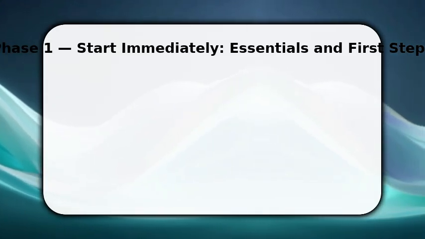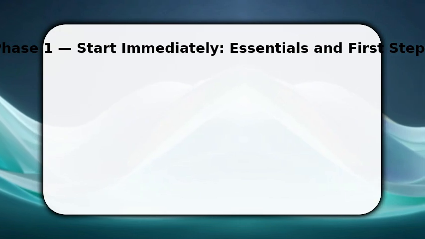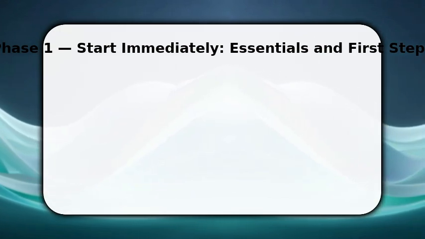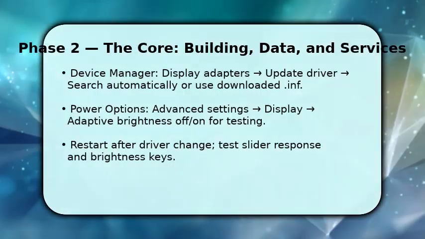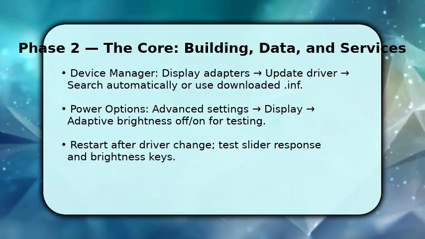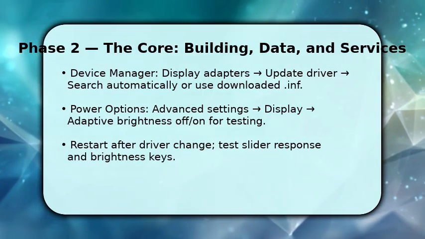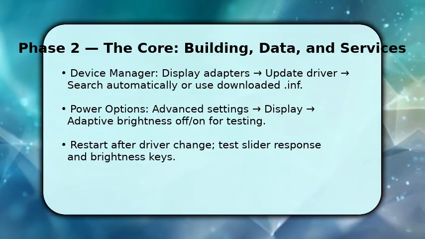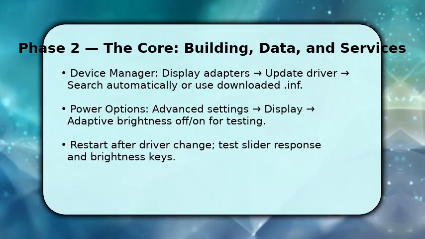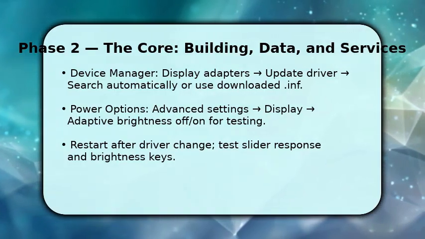Now address drivers and power settings, because Windows needs correct drivers to expose brightness control. Open Device Manager, expand Display Adapters, right-click the GPU or Intel HD device, and choose Update Driver. Opt to search automatically or point to a downloaded driver if available.